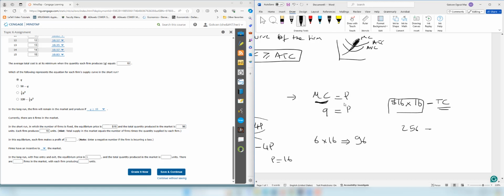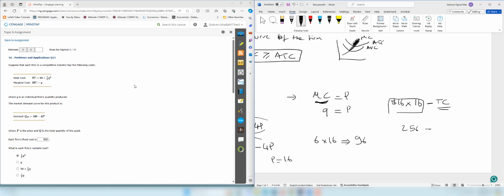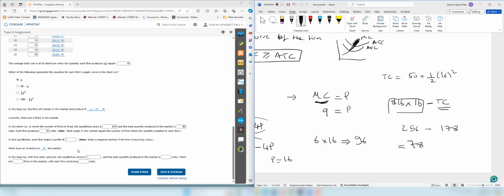Minus total cost. We can go here, use this total cost equation and find the total cost. Total cost is equal to 50 plus 1/2 times 16 squared. So 16 squared times 0.5 plus 50 is 178. So this difference is going to be the profit, 256 minus 178, which is equal to $78. So we scroll down and type 78 here.